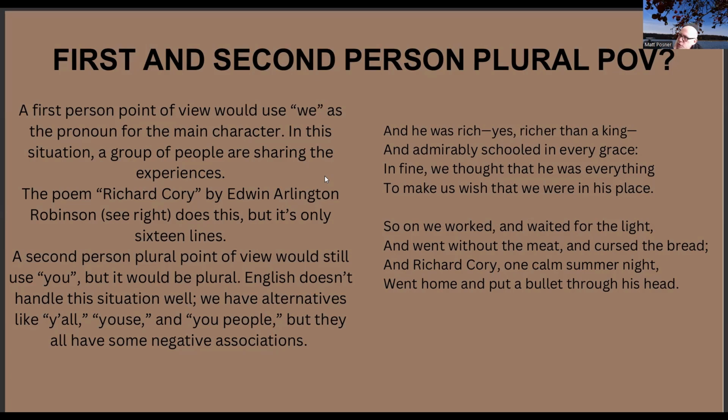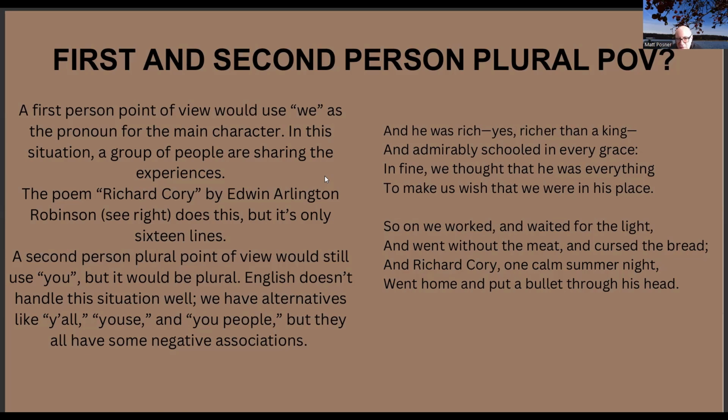He was rich, yes, richer than a king, and admirably schooled in every grace. In fine, we, that's the whole town, thought that he was everything to make us wish that we were in his place. So on we worked and waited for the light and went without the meat and cursed the bread. And Richard Cory one summer night went home and put a bullet through his head. So the whole point of view is the whole town, everybody is just all envious of Richard Cory, which means they don't understand why he ended his own life.